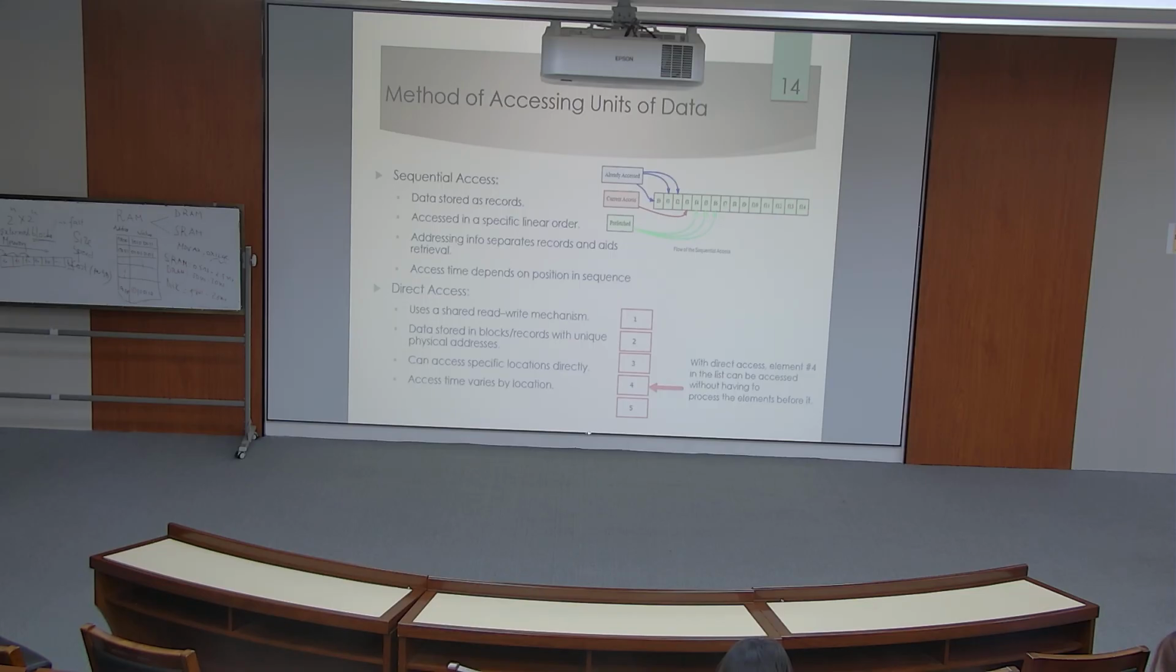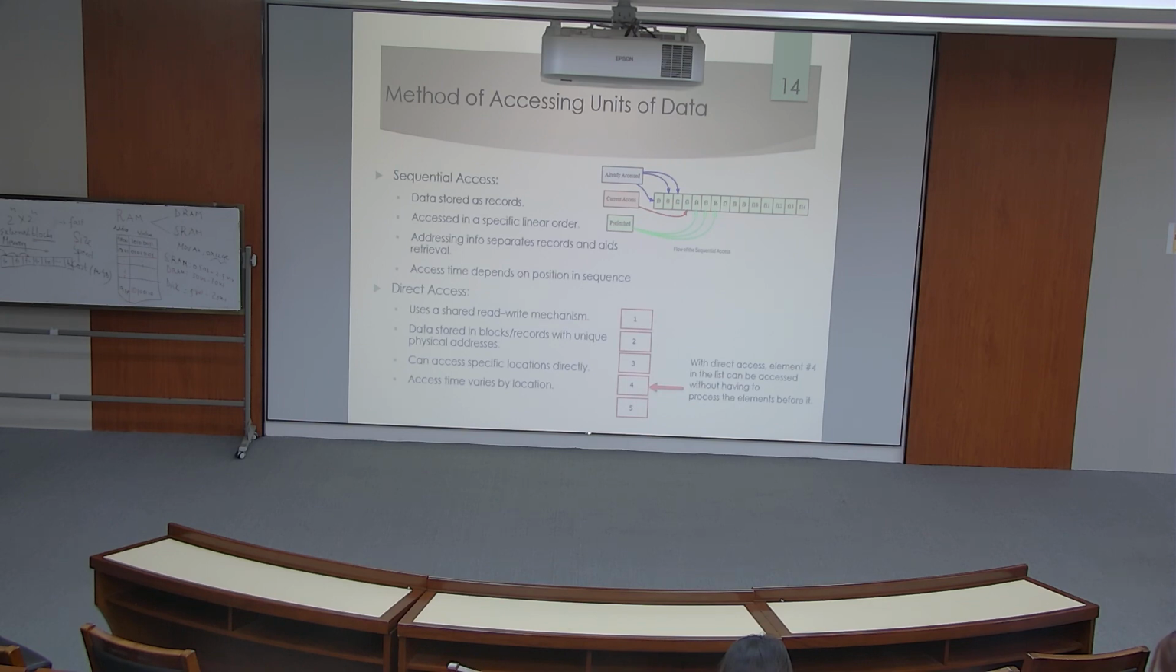Now, you see in the example on the screen, we have direct access to the element which is stored at a memory location, let's say address number 4 in the list, which can be easily accessed without having to access the elements before element number 4. So this means that the access time varies by location. It all depends on the location.